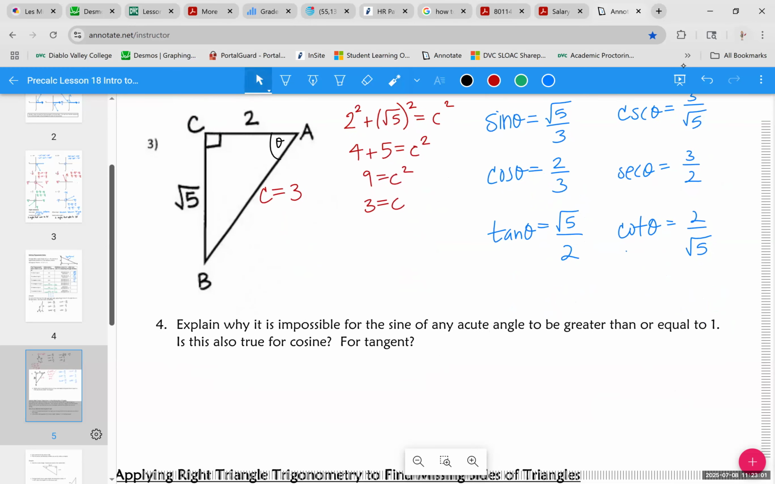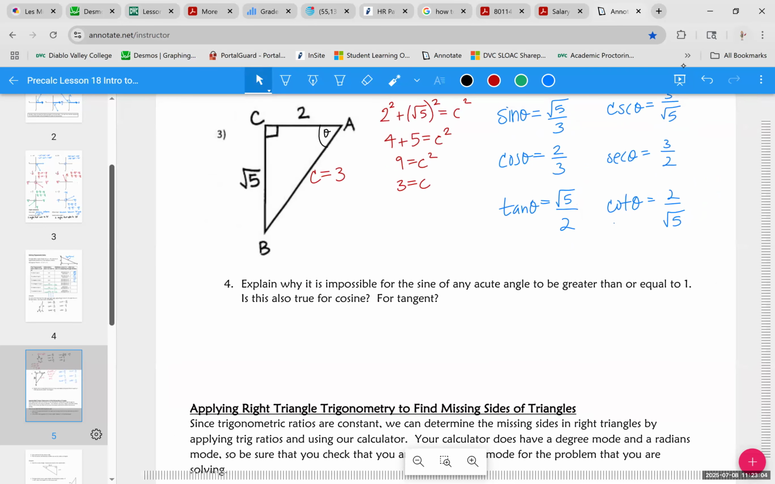Okay, and then I want to just answer one quick question here. So I want you to think about this for a minute. Why is it impossible for the sine of any acute angle, so that would be these less than 90 degrees, and notice we're not talking about the right angle, less than 90 degrees, why is it impossible for the sine of one of those to be greater than or equal to 1? Why can this not be greater than or equal to 1?